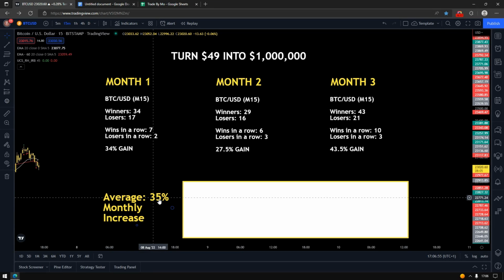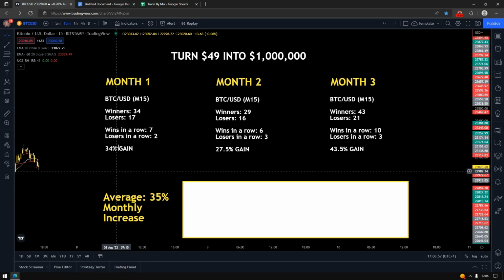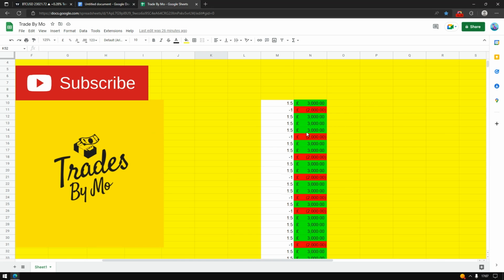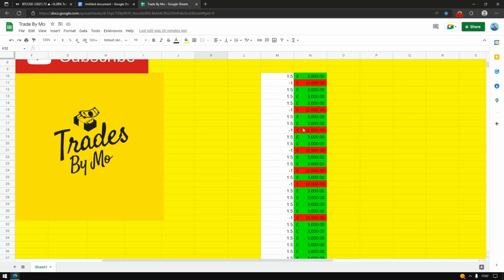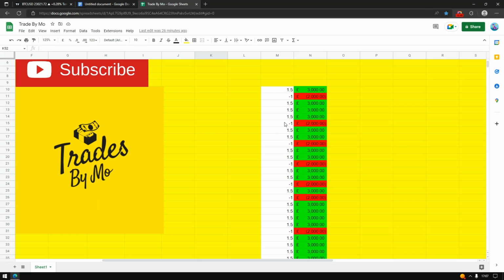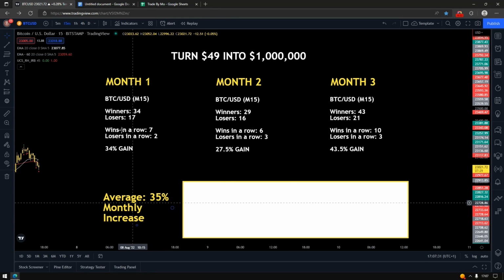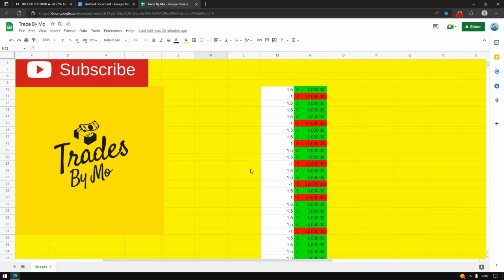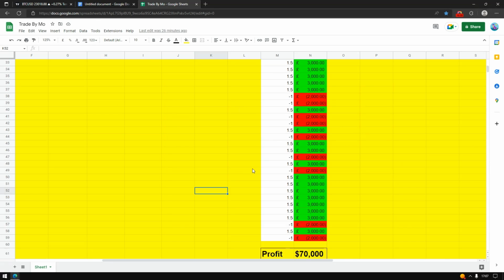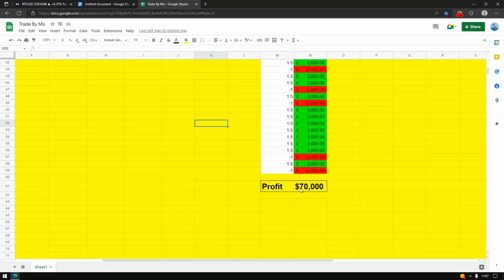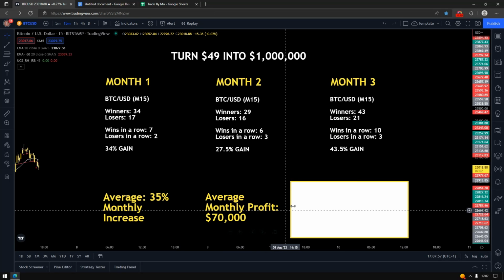So you're probably wondering, how much is 35% increase on a $200,000 account? So let's check it out. So this here is the results from month 1. But month 1 we had a 34% increase. So I've removed one of the losses to make it 35, which remember was the average. And on a $200,000 account, this makes us a net profit of $70,000 in 1 month. Amazing.